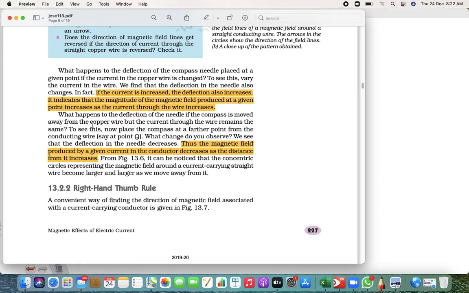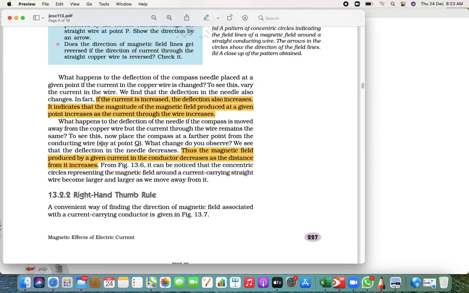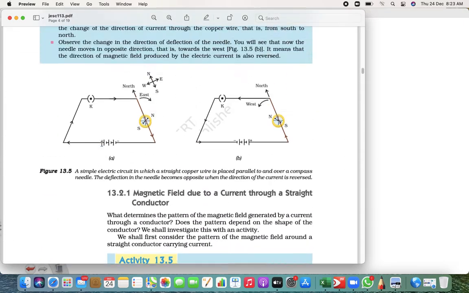Second, it depends on three things. First, it depends upon the direction of the current. If the current direction changes, the magnetic field direction also changes. Second, as the current increases, the magnetic field also increases. And third, as you move away from the wire, if the distance increases, then the magnetic field will decrease. So this is what we learned today.